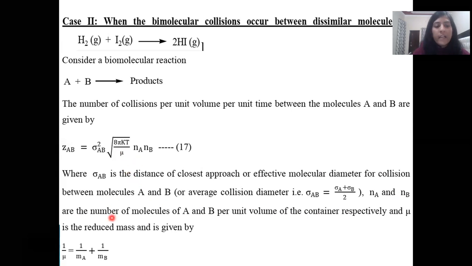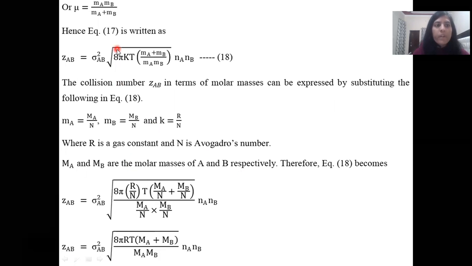So we take here the reduced mass, and it is given by 1 upon mu is equal to 1 upon MA plus 1 upon MB, where MA is the molar mass of reactant A and MB is the molar mass of reactant B, or mu is equal to MAMB upon MA plus MB. Hence, equation 17 can be written as ZAB is equal to sigma square AB under root of 8 pi kT. In place of mu, put this value. Then we get MAMB upon MA plus MB into NA into NB.